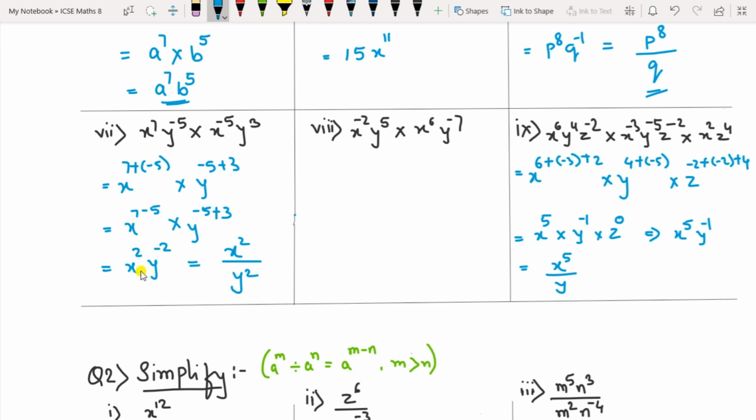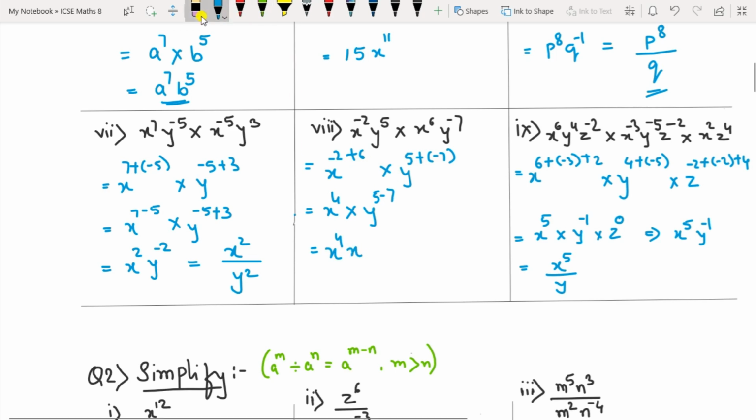Okay. There is no multiplication sign given here, so that means it is multiply only. So you need not write the multiplication symbol. This one is x raised to minus 2 plus 6 multiply y raised to 5 plus minus 7. It becomes x raised to 4 into y raised to 5 minus 7. 5 minus 7 is minus 2. That is y raised to minus 2. So it becomes x raised to 4 upon y square.